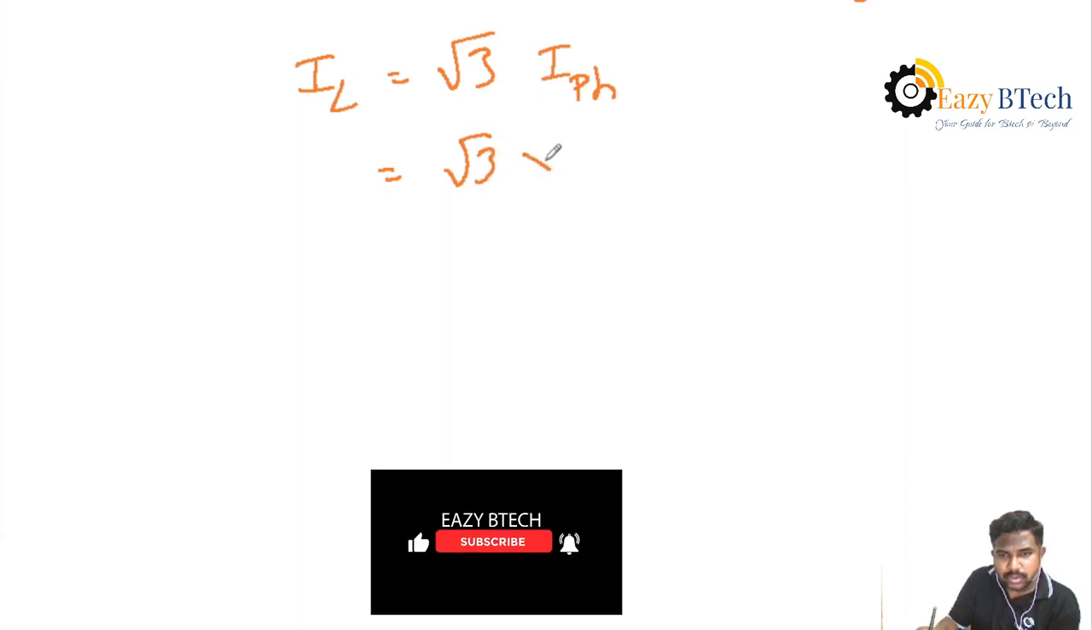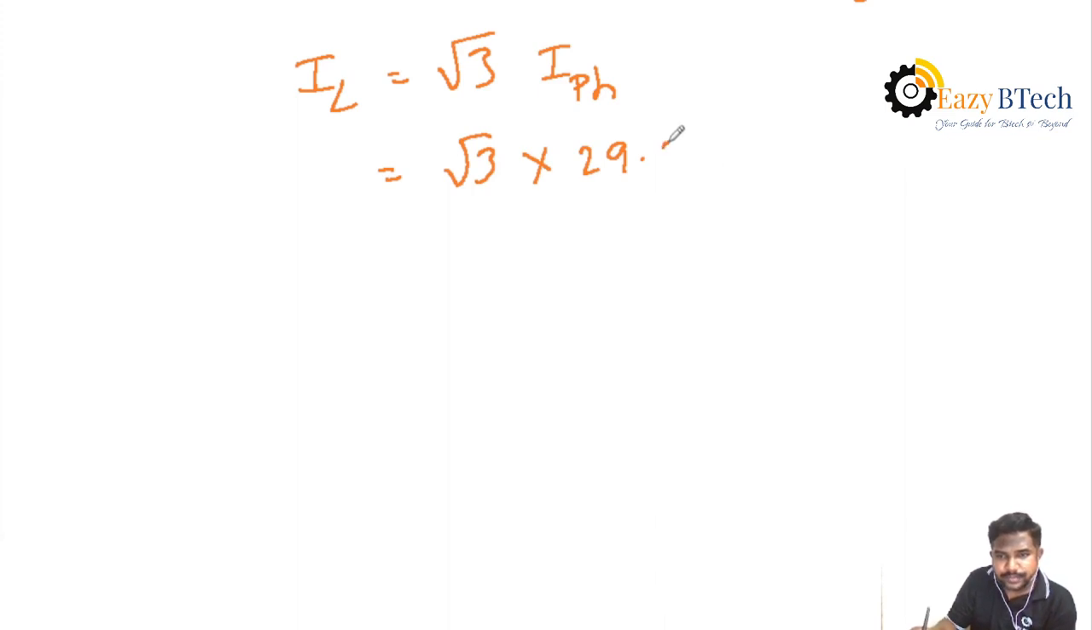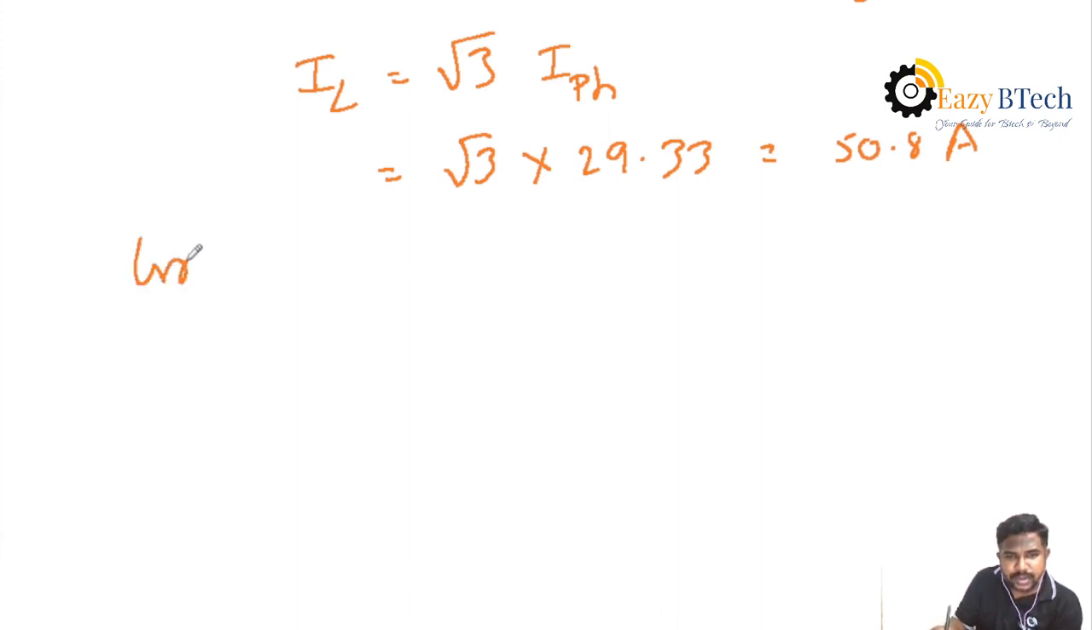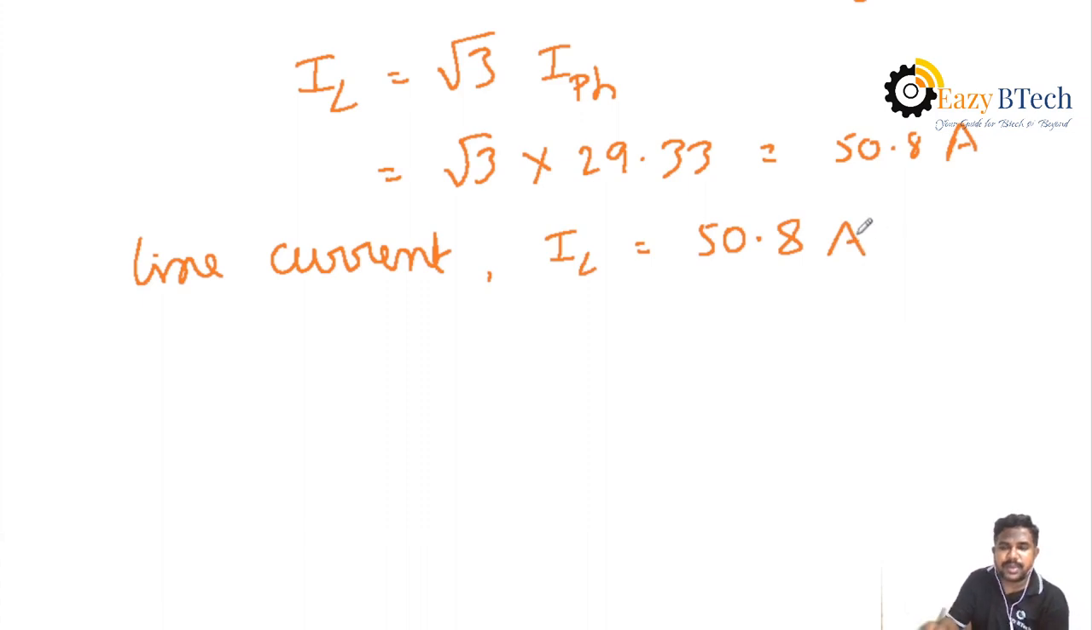From that, we find the line current value: root 3 into 29.33. When you simplify that calculation, you obtain 50.8. Therefore, the line current in the delta system in this problem is 50.8 amperes. So that is the second bit.